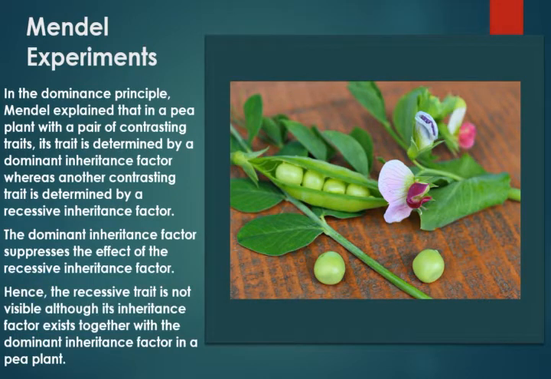Okay, so hence the recessive is not visible. The recessive trait is not visible, although its inheritance factor exists together with the dominant inheritance factor in the pea plant. Don't worry about this. Later we will discuss more about this. We will discuss the diagram of the monohybrid cross.